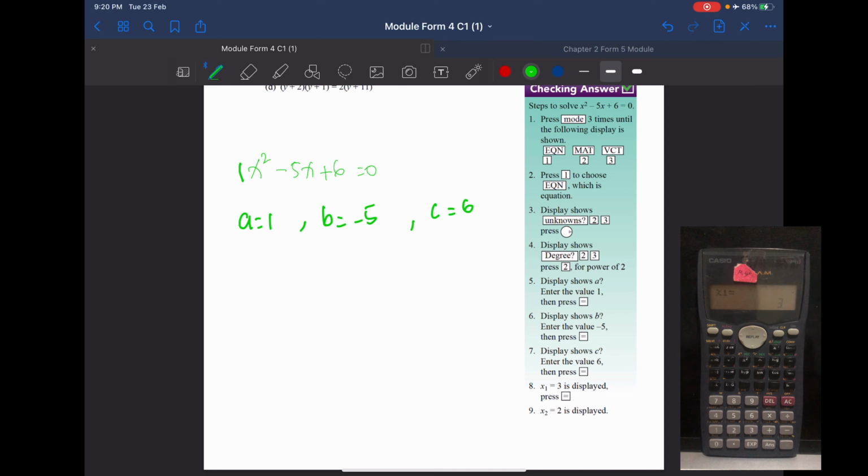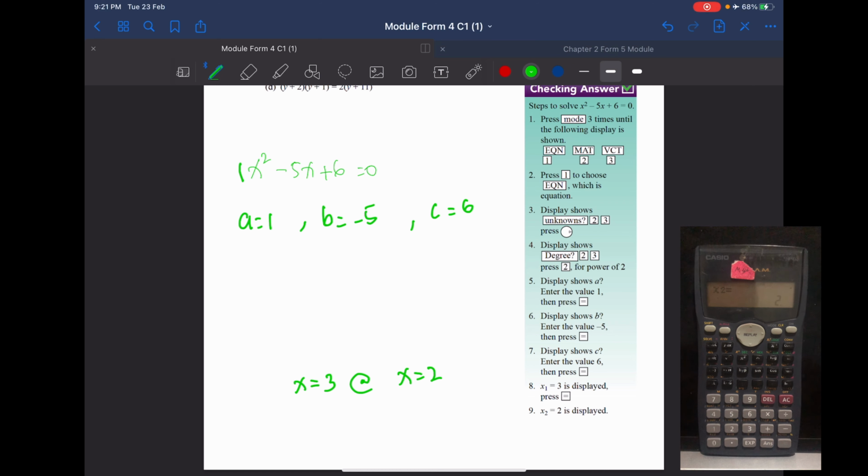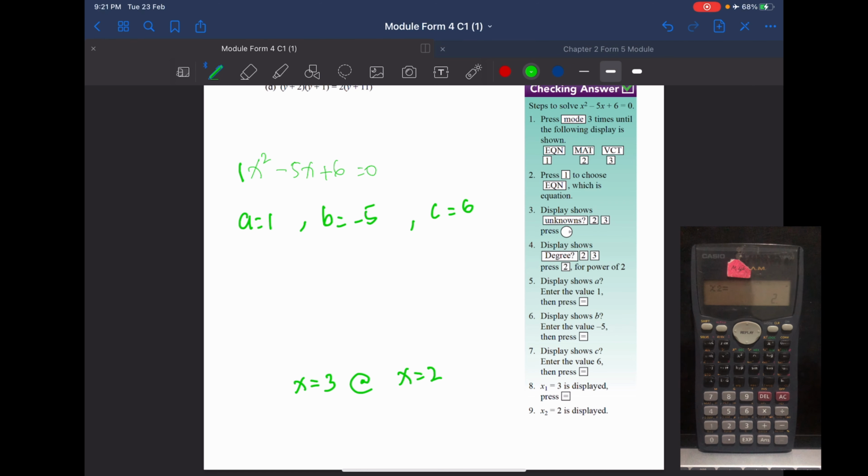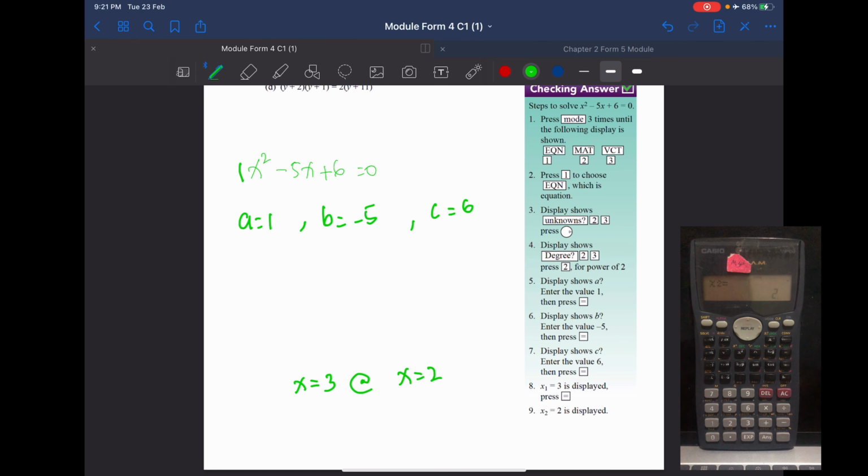So macam mana kita nak buat? Terus tulis jawapan di bawah sekali. X equals to 3 or, tekan satu lagi, sekali lagi. So X equals to 2. Boleh. So macam mana kita nak buat sekarang? Backward solution.